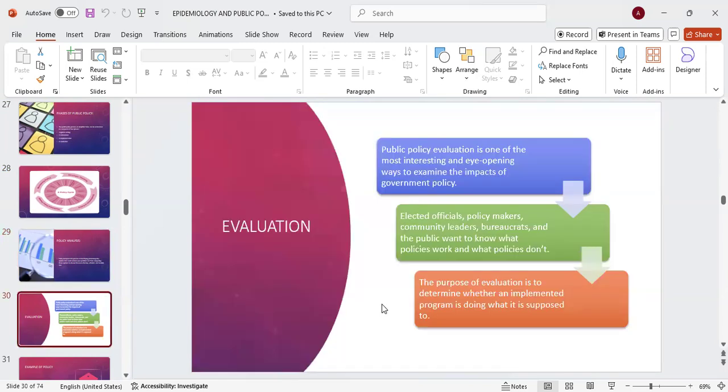Evaluation. Public policy evaluation is one of the most interesting and eye-opening ways to examine the impact of government policy. Elected officials, policymakers, community leaders, bureaucrats, and the public want to know what policies work and what policies don't. The purpose of evaluation is to determine whether an implemented program is doing what it is supposed to.